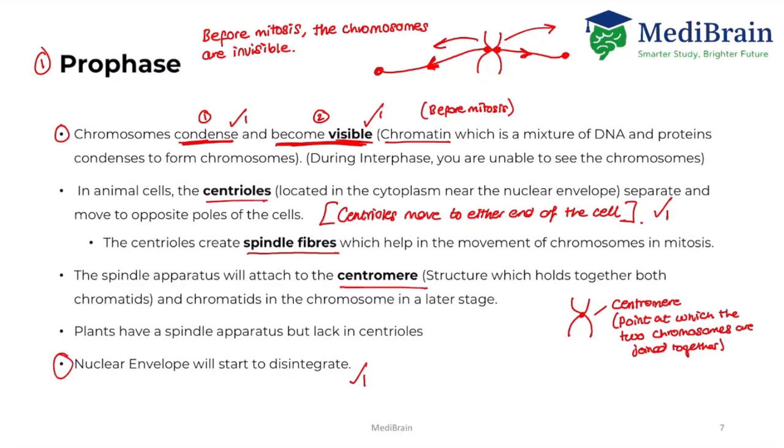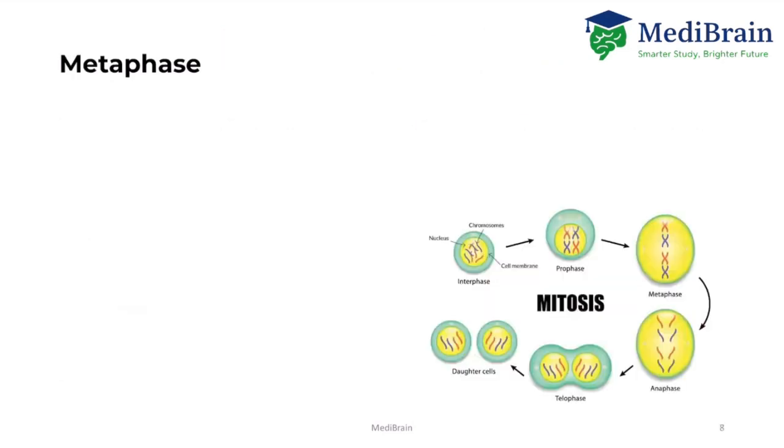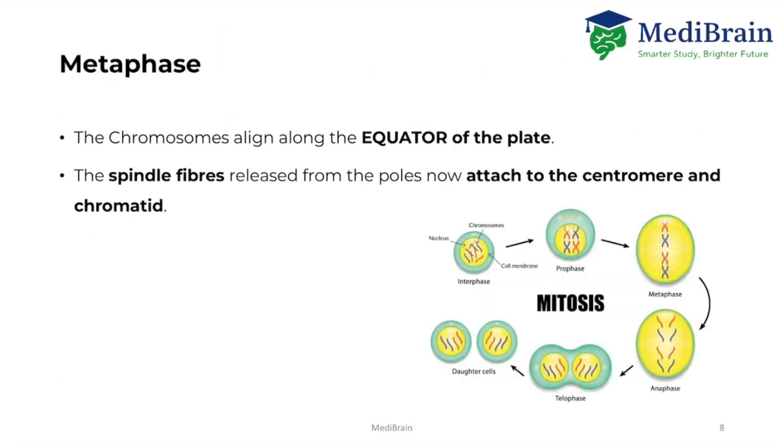Okay, so that's prophase. Now what we're going to move on to is the next stage. Remember PMAT, we've done prophase now. The next stage is metaphase, M for metaphase. This is what happens in metaphase.